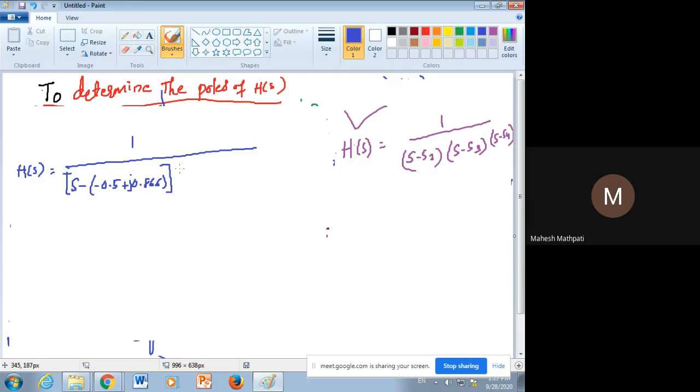Then what about the second? What is the s3 value? Minus 1. Minus 1, so what will come here? s plus 1 will come now, the second term. And the third term is s minus of minus 0.5, will it be plus or minus? It will be minus. What is the value of s4? It is minus, so minus j 0.866. So I substituted all the values here.